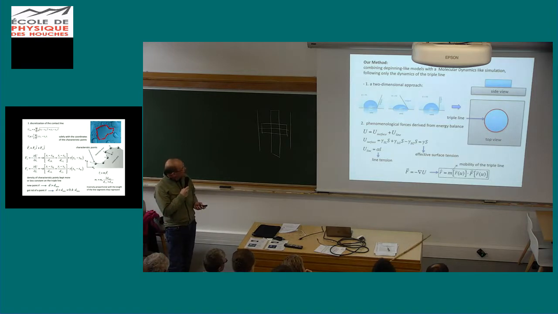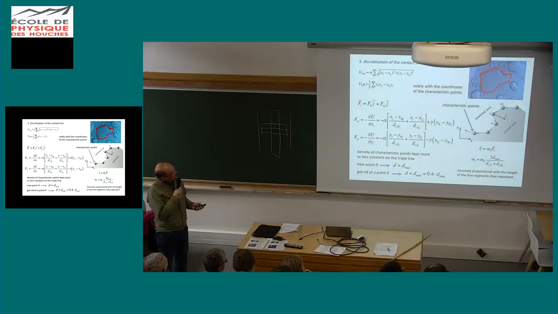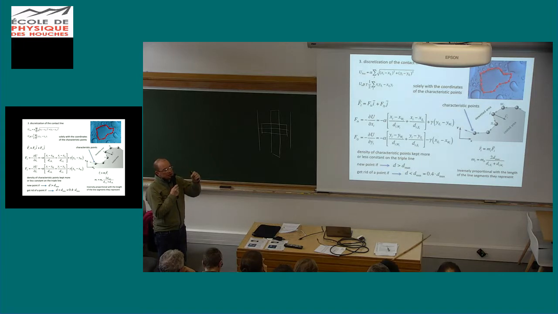So how do you do this effectively in calculations? The idea is that you discretize the triple line. So you put characteristic points on the triple line, and then these characteristic points, in fact, are giving you the shape of this triple line. The line tension can be computed from the coordinates of these characteristic points. Definitely the surface energy can be also computed if you know the coordinates of these characteristic points. And then you compute at each time moment the forces which are acting on your characteristic points. The way to do that is you compute the total energy and then compute the force acting on the i-th characteristic point in the x and y direction, taking the gradient of the energy.